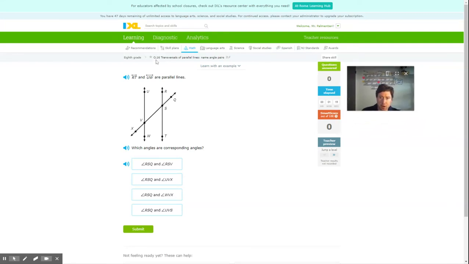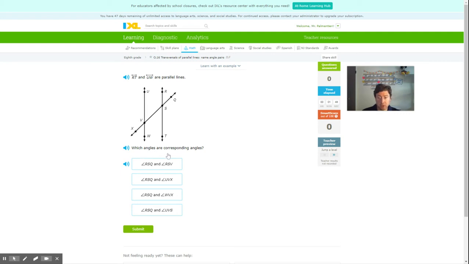This is O.16, transversals of parallel lines, main angle pairs. This is where you're going to need to know your information about corresponding angles, alternate exterior angles, alternate interior angles, all that. So I'm going to do some example problems for you. And if you were in my Zoom meeting yesterday, I went over some of these terms.